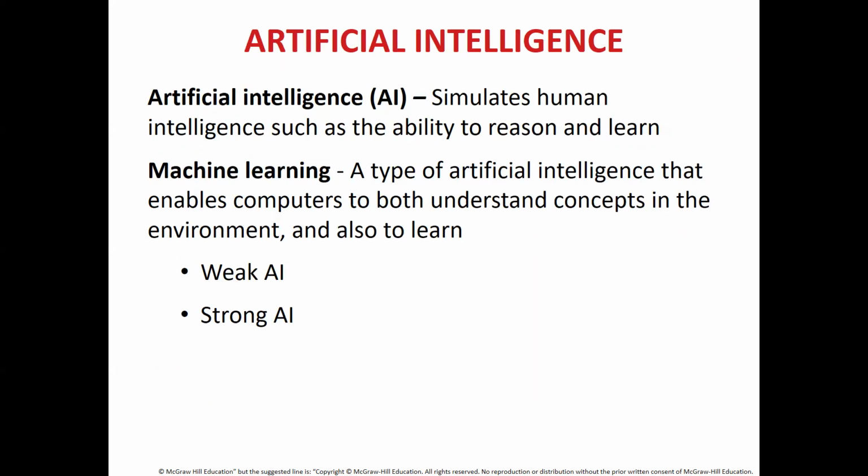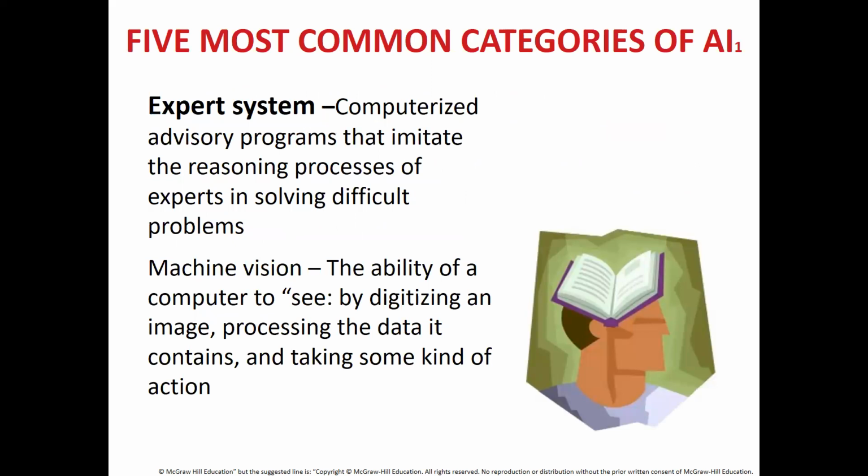Now, when you talk about AI, there are five common types of AI. There are five different types of artificial intelligence. So we have expert systems, neural networks, genetic algorithms, intelligent agents, and virtual reality. We'll have a look at all these five types of artificial intelligence in the next few slides. Now, expert system: computerized advisory programs that imitate the reasoning process of experts in solving difficult problems.